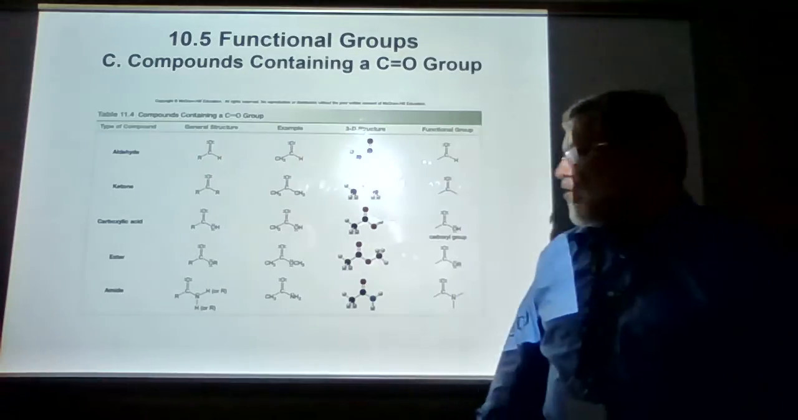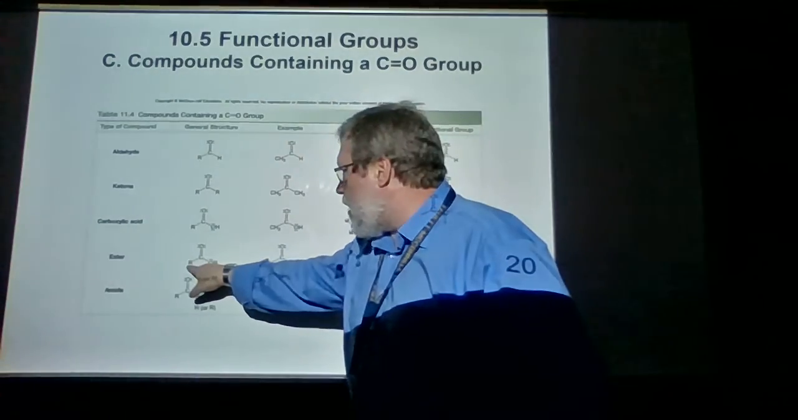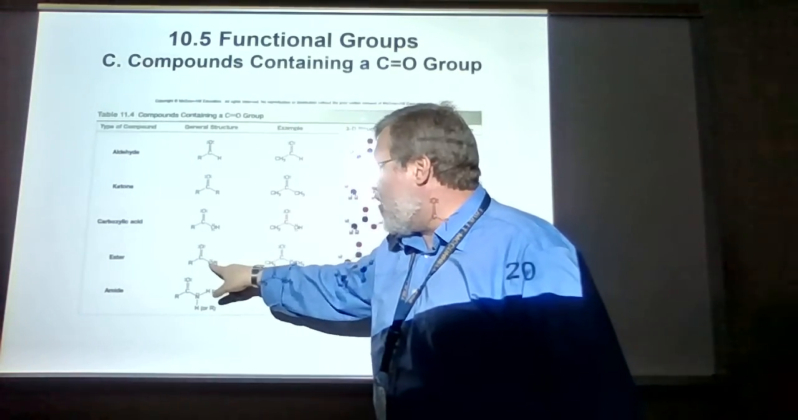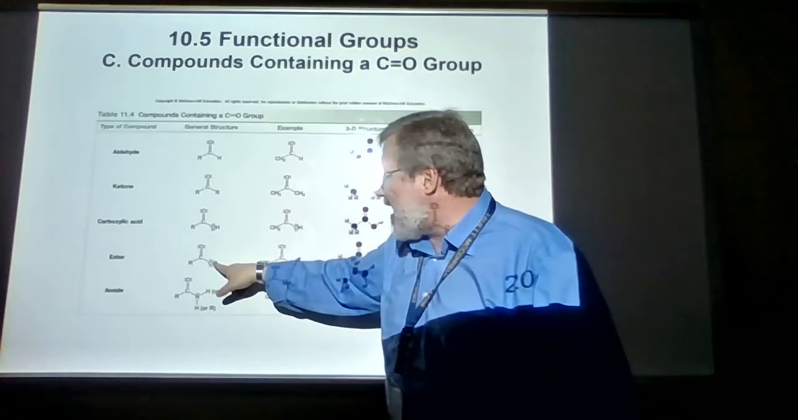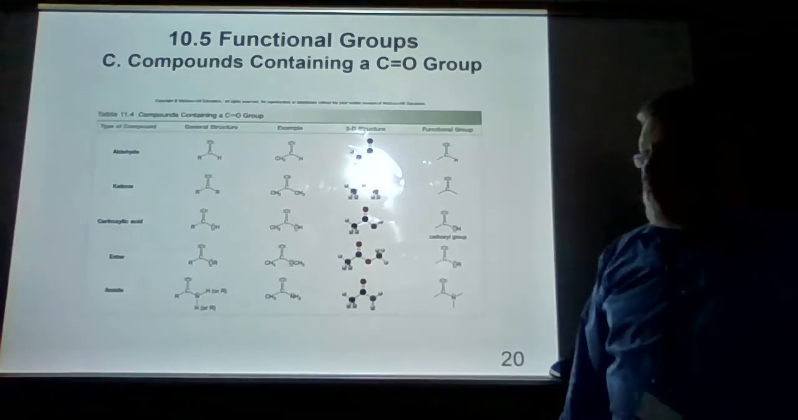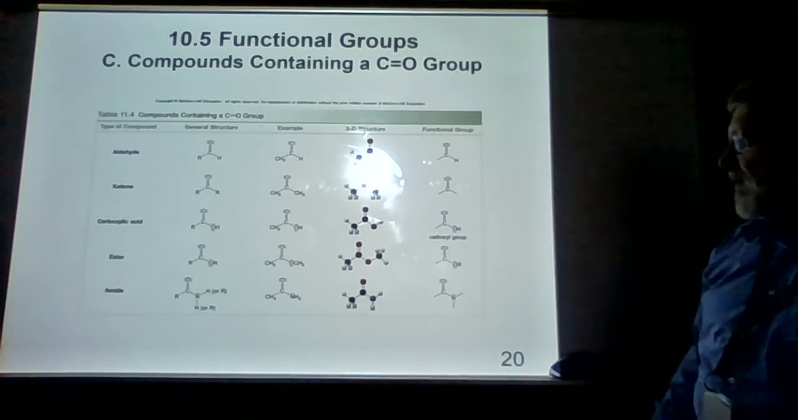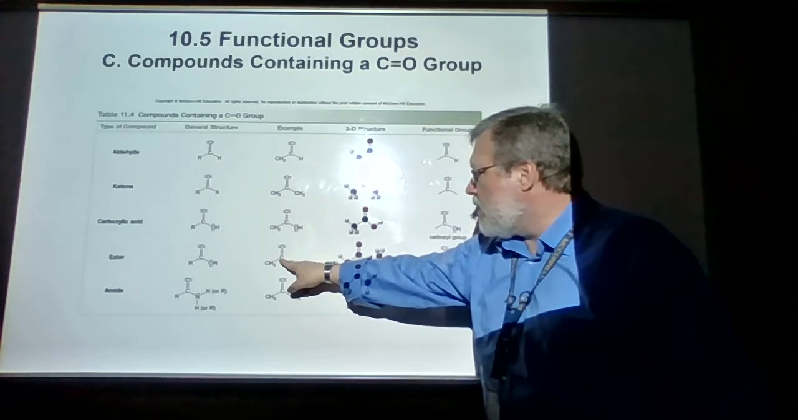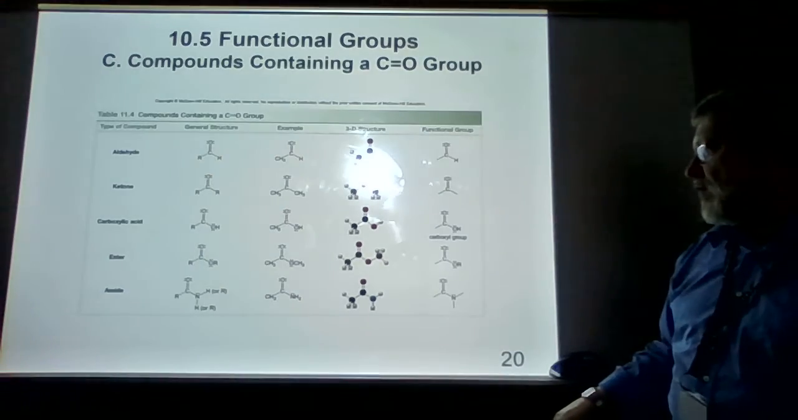We have an ester. Again, C double bond O, carbon-containing group, and then not an OH, but another oxygen carbon-containing group. Carboxylic acid, this is a hydrogen, and the ester, that's a carbon-containing group. The example here, we have methyl acetate. So carbon-containing group, C double bond O, oxygen, carbon-containing group.